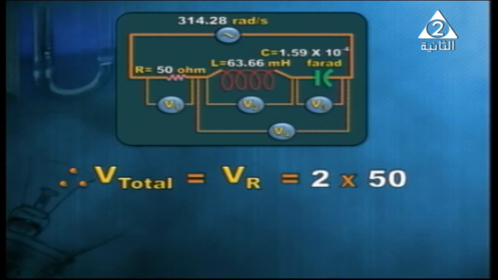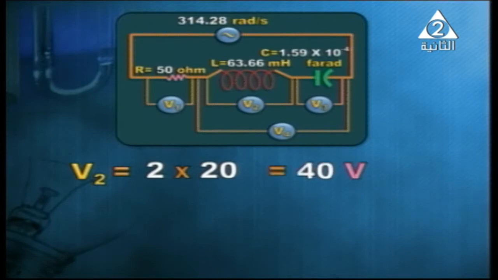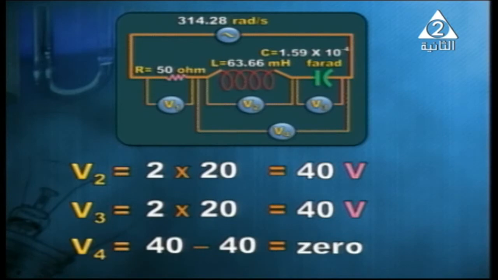It is equal to the current times 50, so it is 100 volts. And V2, the voltage across the inductor, is I XL, so 2 times 20, it is 40. V3, voltage across the capacitor, they are the same, so 2 times 20, it is 40. Voltage across both of them is the difference. It is 40 minus 40, it is 0.